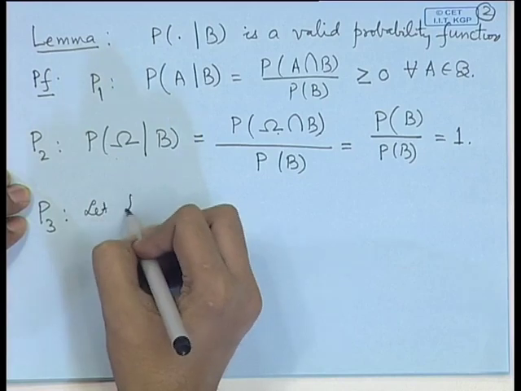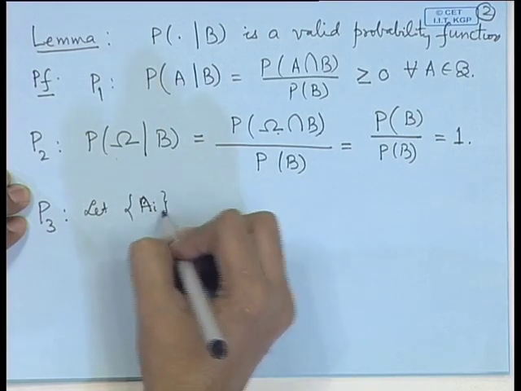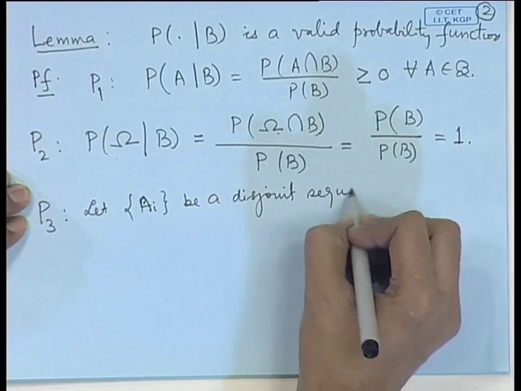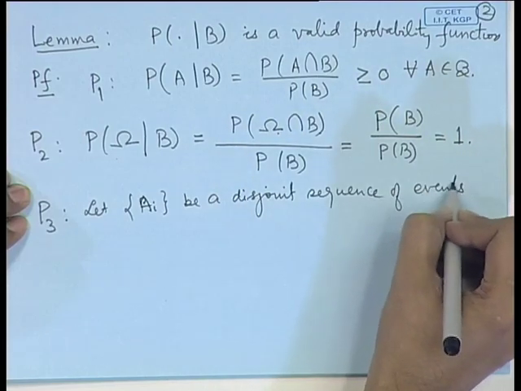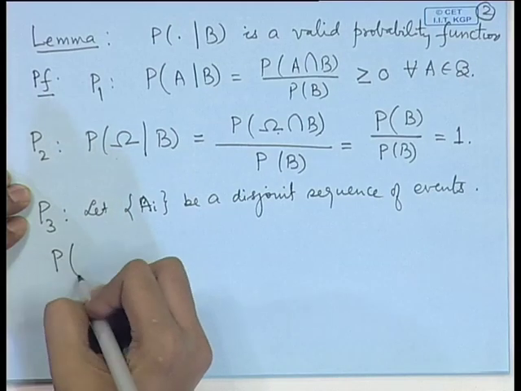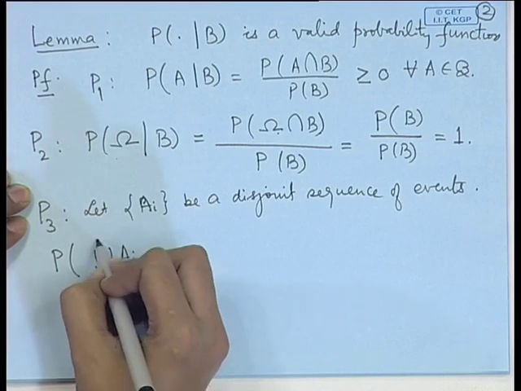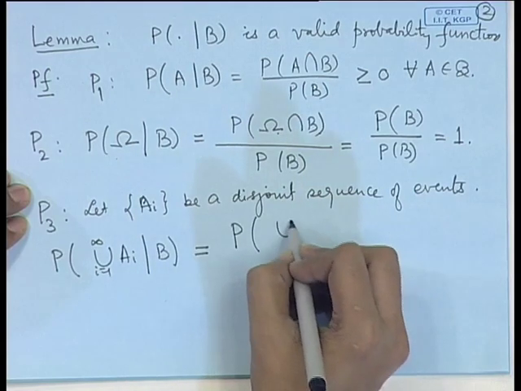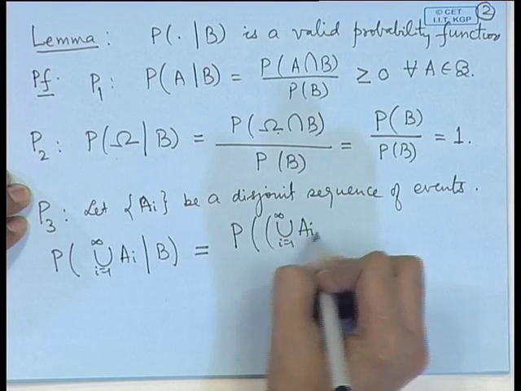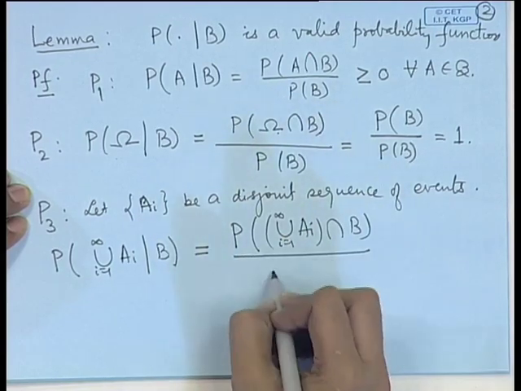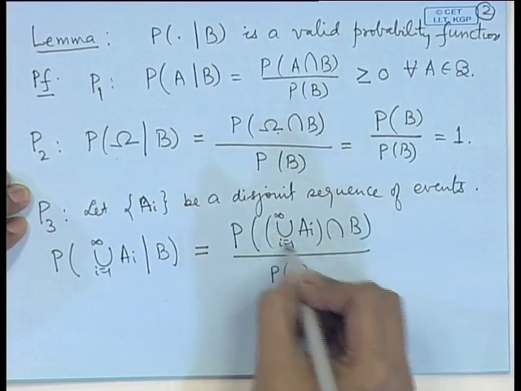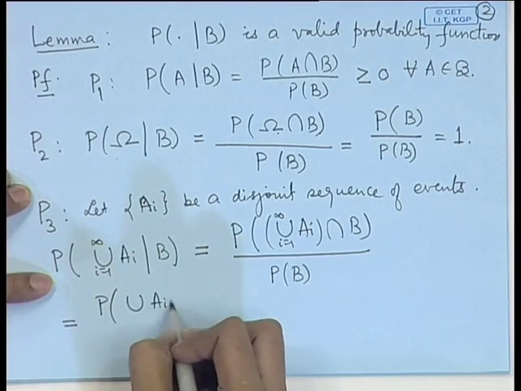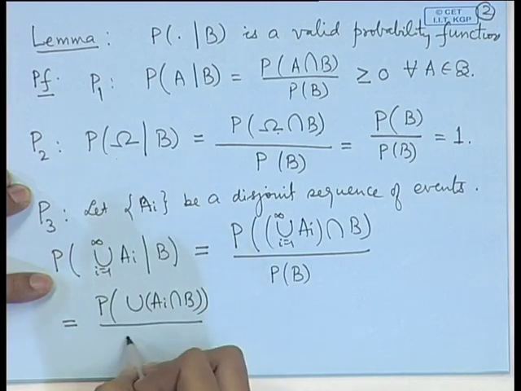So, let us consider A_i to be a disjoint sequence of events. Let us consider probability of union A_i given B. By the definition of the conditional probability, this will be equal to probability of union A_i intersection B divided by probability of B. In the numerator I can apply the distributive property of unions and intersection. So this becomes probability of union of (A_i intersection B) divided by probability of B.